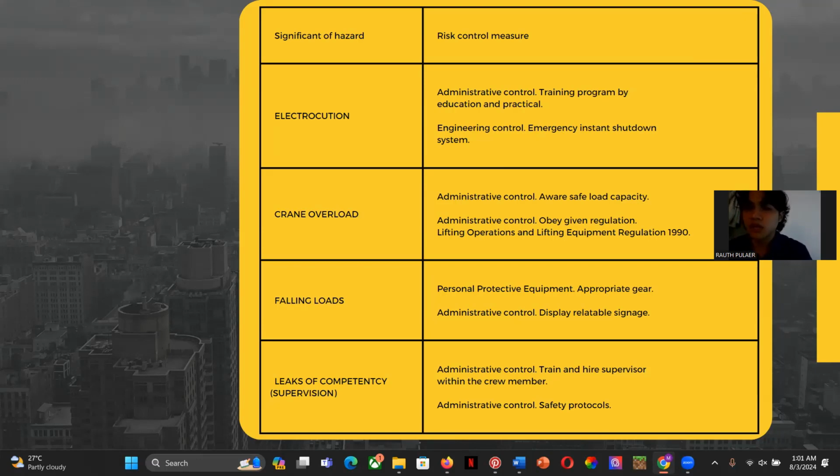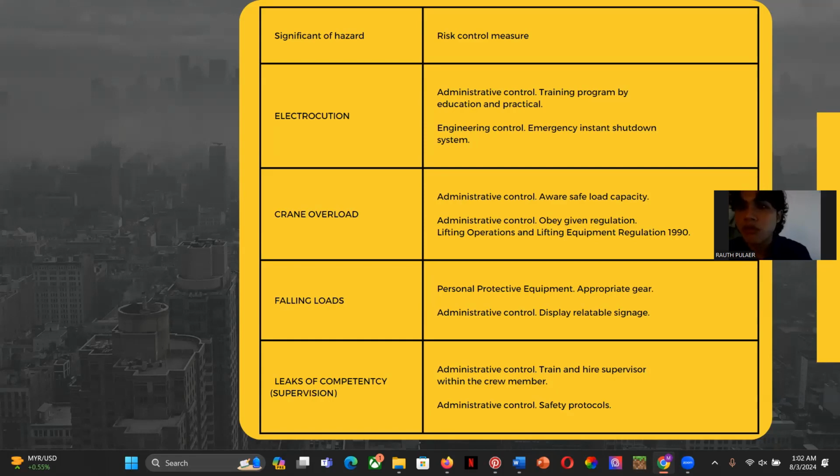And the third one is falling objects, sorry, falling loads. I suggest two: PPE and administrative. For PPE, they have to use appropriate gear, for example a hard helmet. Let's say any bolt or any hook falls, like I said just now, at least it could possibly save their life, even though they may be injured. And the second one is administrative control: display relevant signage, for example no entry, only involved personnel may enter the area, which could avoid fatality or severe injury.